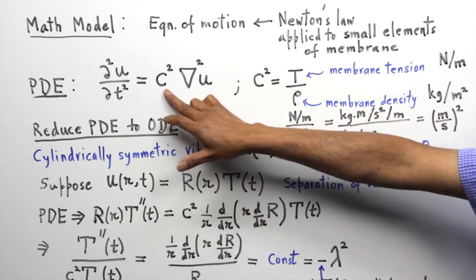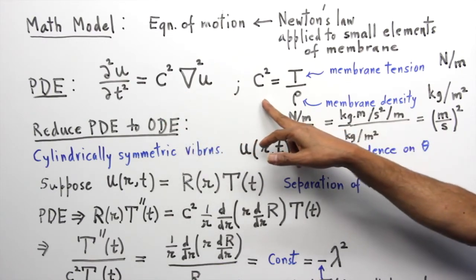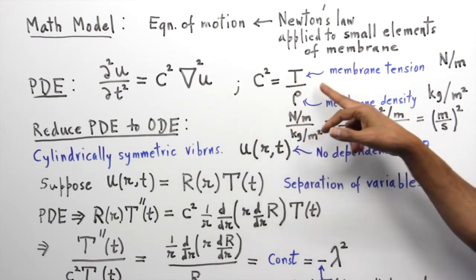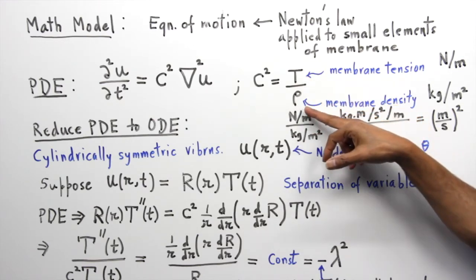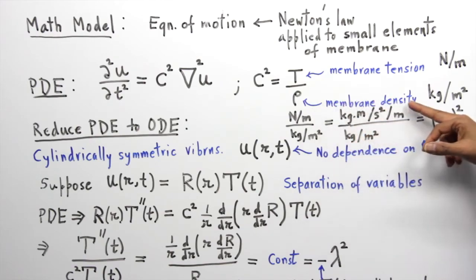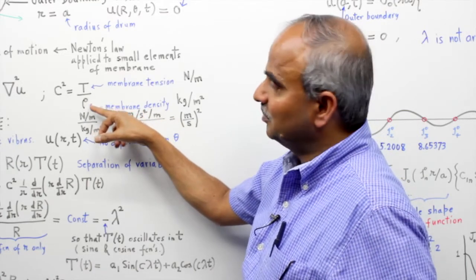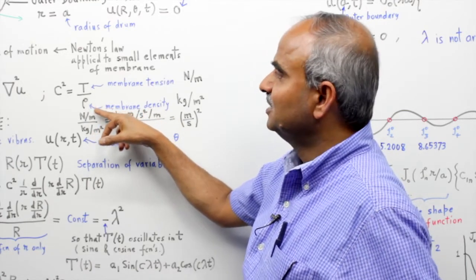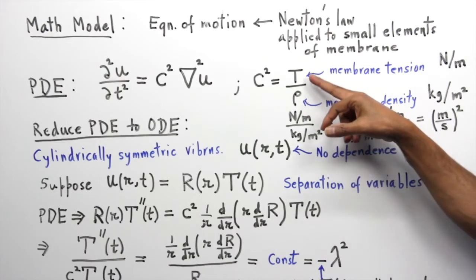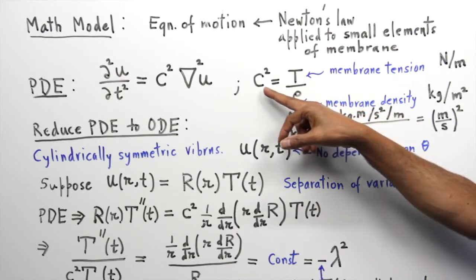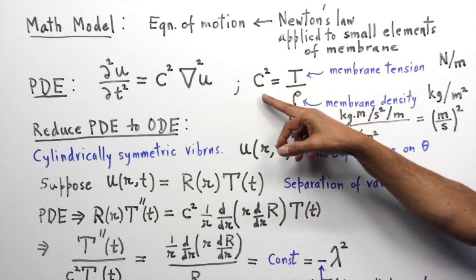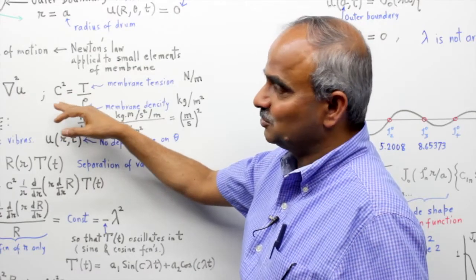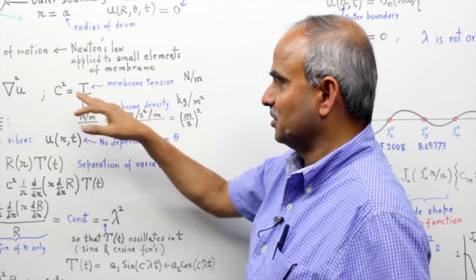This coefficient here, c square, depends on the material properties that we have. C square is equal to the tension in the membrane, capital T, divided by rho, where rho is the membrane density. So if we have a heavy membrane made of some heavy material, then for the same tension, we will have a lower c. C has the interpretation of a wave speed. It's the speed at which disturbances can travel in this membrane.